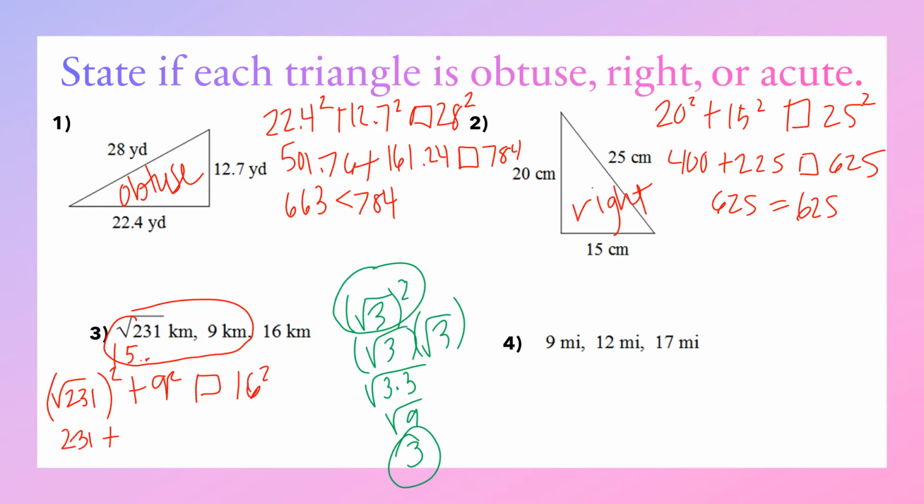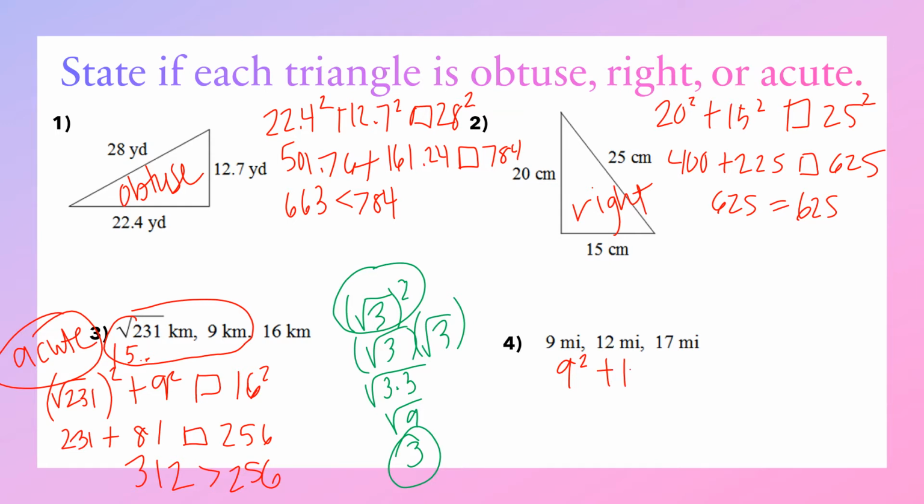9 squared is 81, and then 16 squared is 256. If I add up 231 plus 81, I get 312. And because 312 is greater than 256, my two sides are greater than C, this would be an acute triangle. So we are going to be incorporating our square root symbols, radicals, a little bit more here, just so you can apply those things that you know.